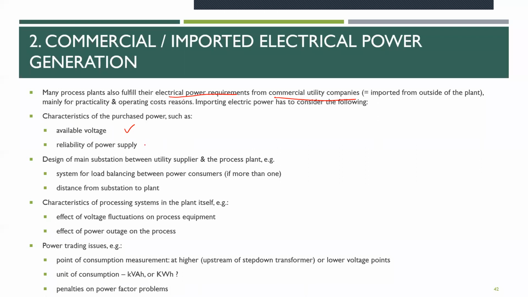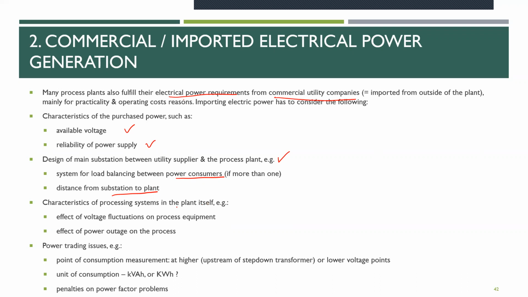The second one is the reliability of the power supply. The design of the main substations between the utility supplier and the process plants also needs to be considered, for example, the system for load balancing between the power consumers, and also the distance from the substations to the plant. If it is too far, maybe it will not be very efficient, because they need to transmit the electrical power to our plant. So the distance between the substations and the plant is very important to consider.